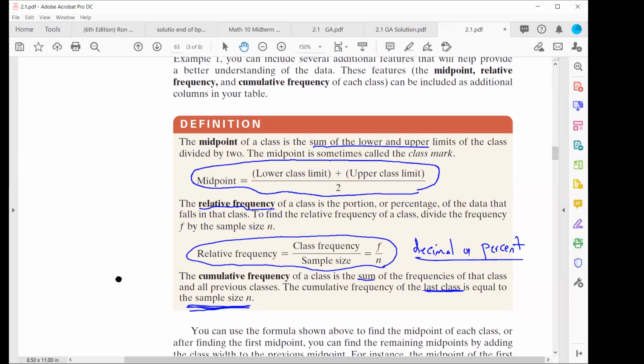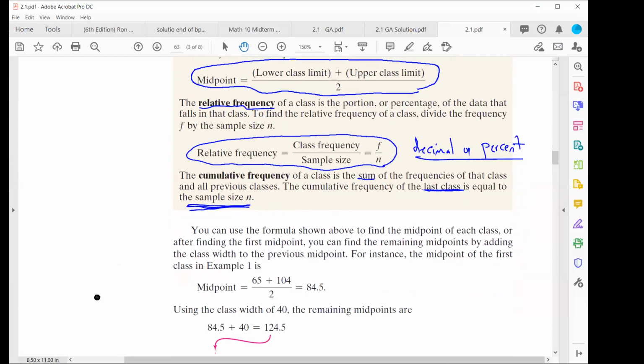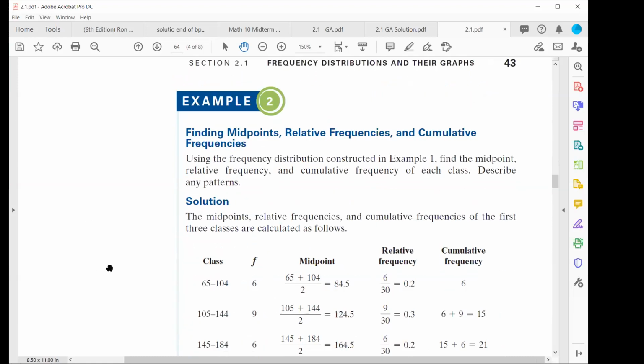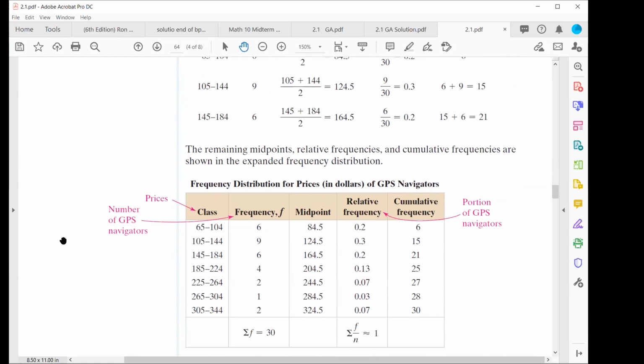Okay, we learned something new. Let's see how we can apply this definition to our previous example. Let us take a look at your example. In the previous example, the answer is here. The first class starts at 65. The lower limit is 65. The upper limit is 104. You know that the frequency or the count of that class is 6.